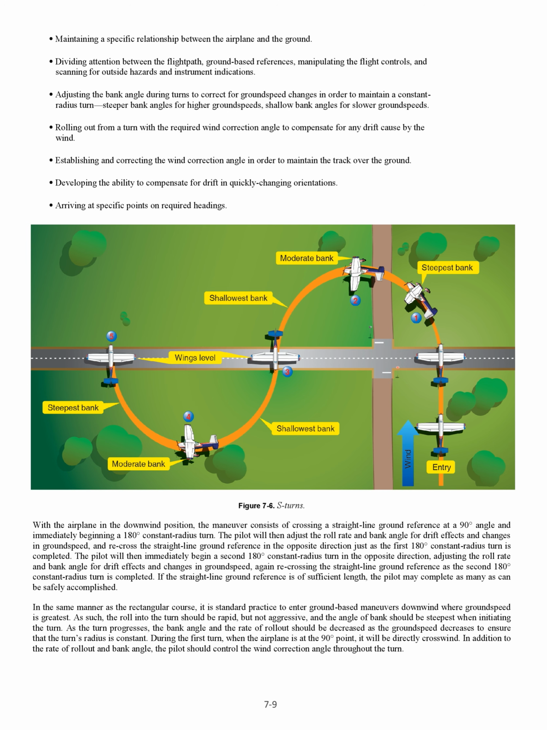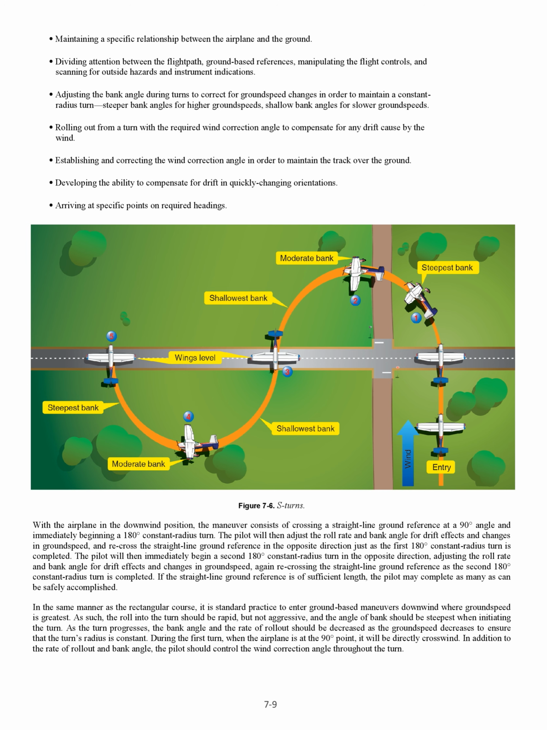Rolling out from a turn with the required wind correction angle to compensate for any drift caused by the wind. Establishing and correcting the wind correction angle in order to maintain the track over the ground. Developing the ability to compensate for drift in quickly changing orientations. Arriving at specific points on required headings.